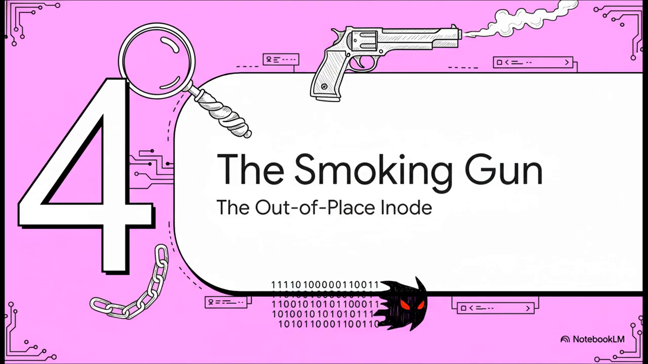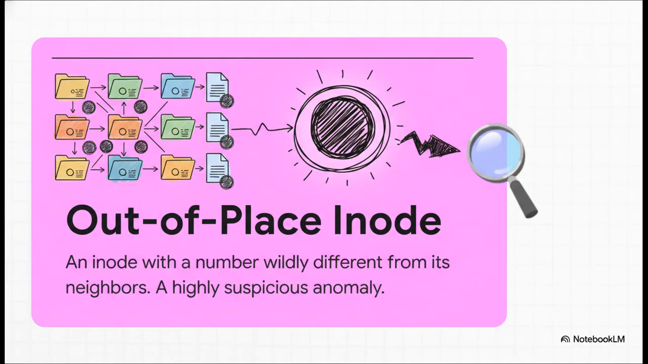Okay, let's put this all together. We know about inodes, we know about those trustworthy C times, and we know that deleted files aren't really gone. So how do we use all of that to find the smoking gun? That one malicious file that an intruder has cleverly disguised to look like a totally normal part of the system. Well, the technique is actually beautiful in its simplicity.